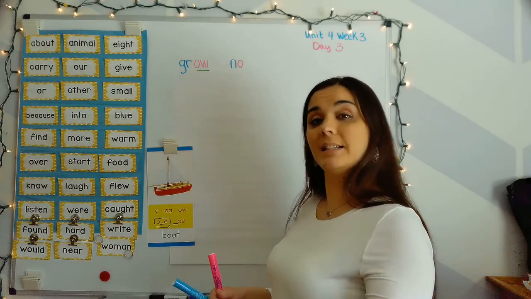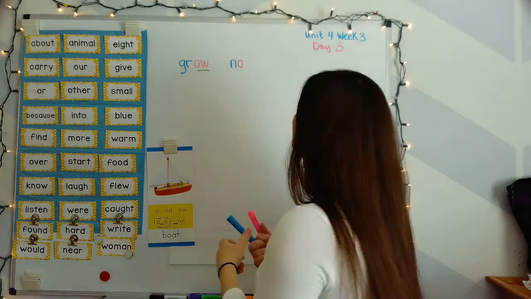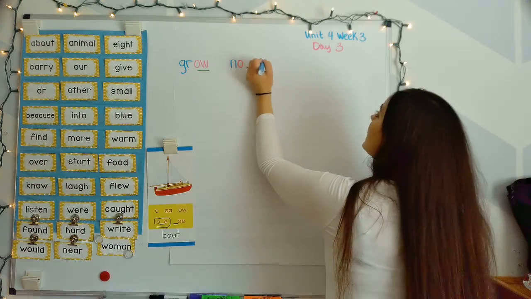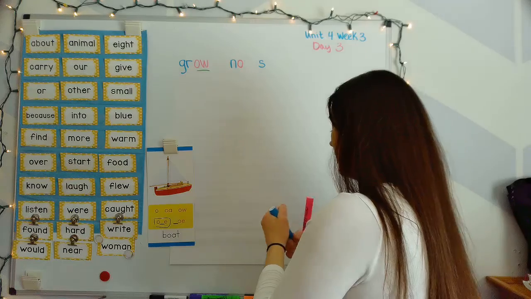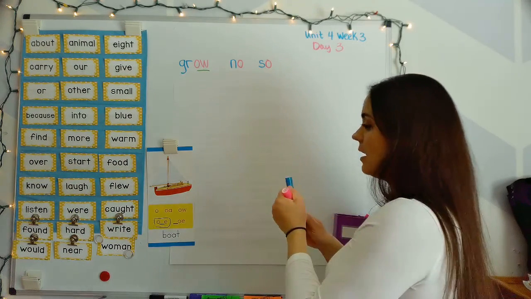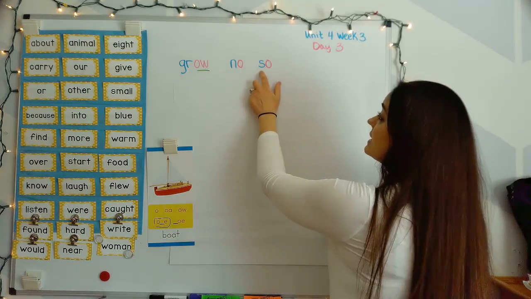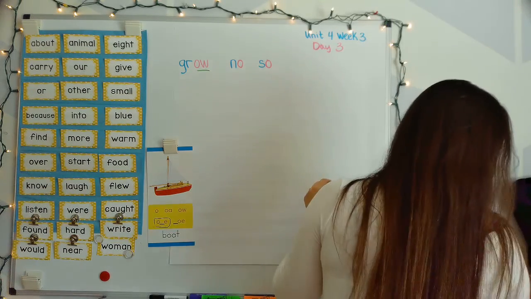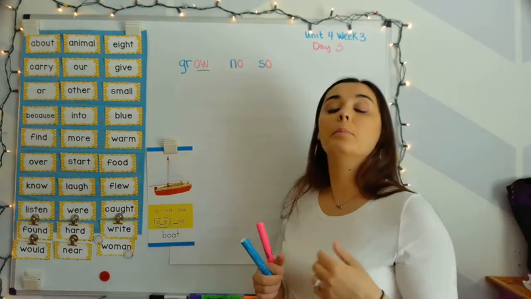Next word, so. Your turn. S-O, so. So again, the word so is another high frequency word that is going to use the O by itself spelling of the long O sound. S-O, so.